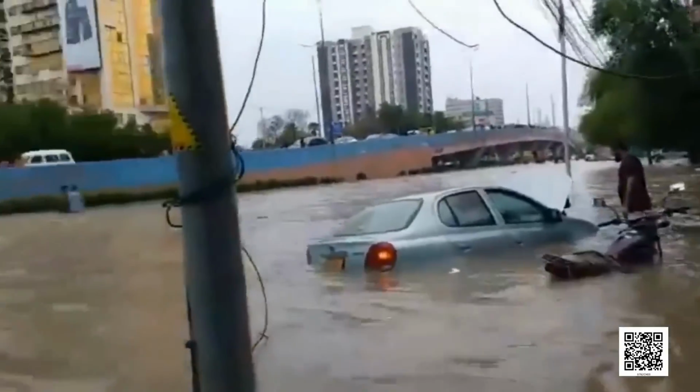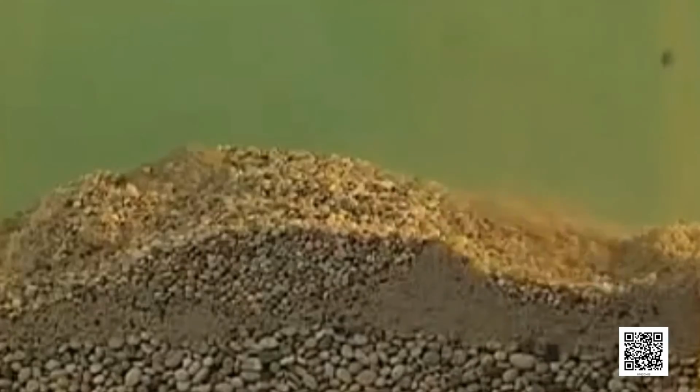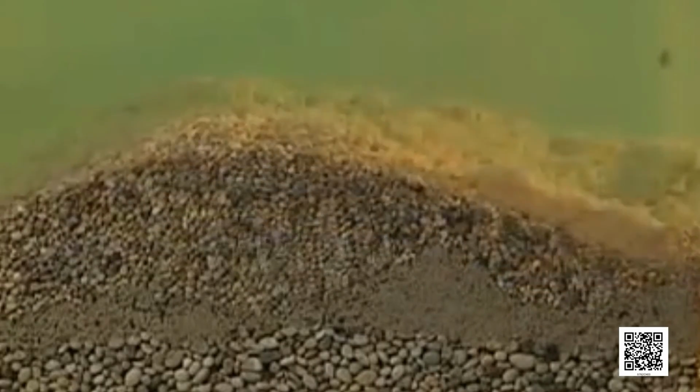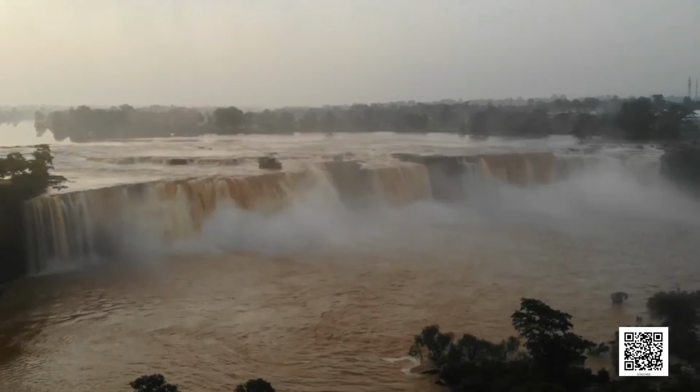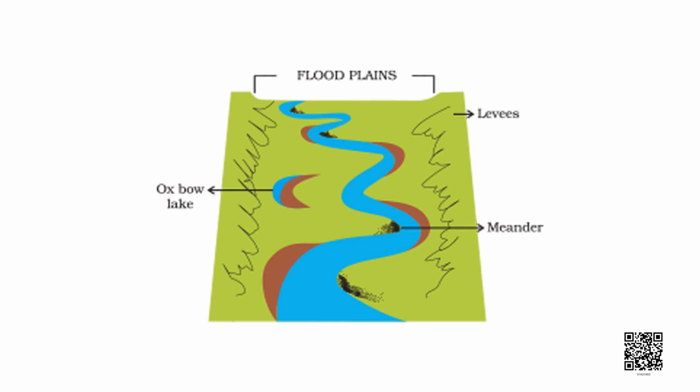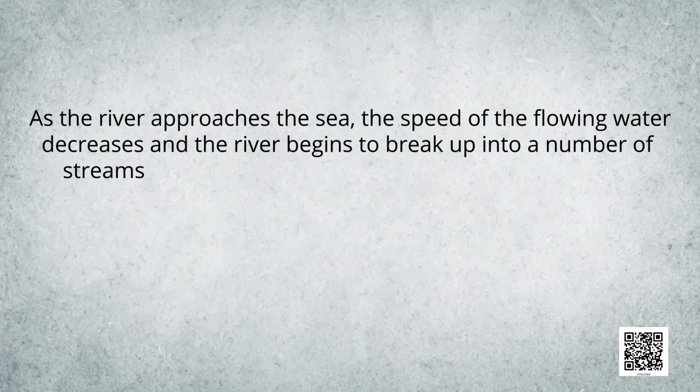As it floods, it deposits layers of fine soil and other material called sediments along its banks. This leads to the formation of a flat, fertile floodplain. The raised banks are called levees. As the river approaches the sea, the speed of the flowing water decreases and the river begins to break up into a number of streams called distributaries.